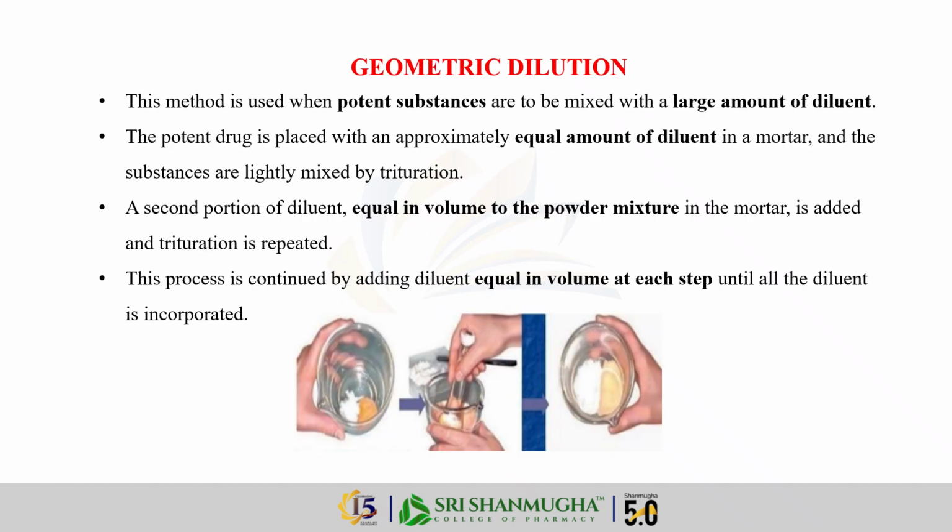Geometric dilution. The geometric dilution is for potent drugs, that is drugs that work in very small doses. You mix the drug with an equal amount of diluent like lactose and keep doubling the volume at each step until everything is incorporated.